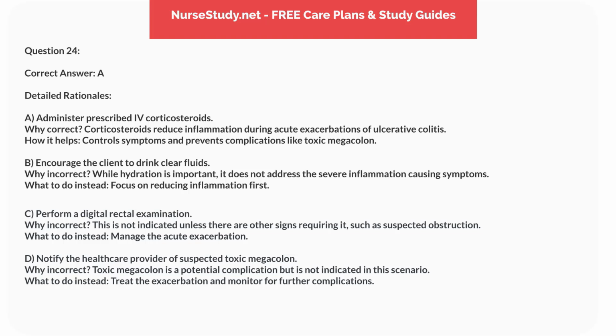A. Administer prescribed IV corticosteroids. Why correct? Corticosteroids reduce inflammation during acute exacerbations of ulcerative colitis. How it helps: controls symptoms and prevents complications like toxic megacolon.